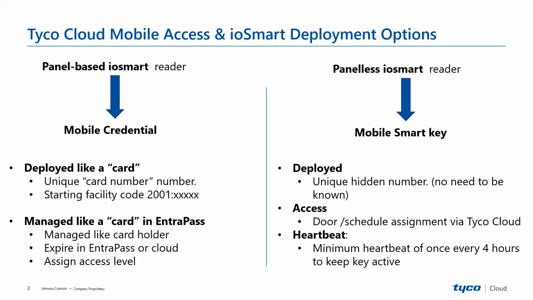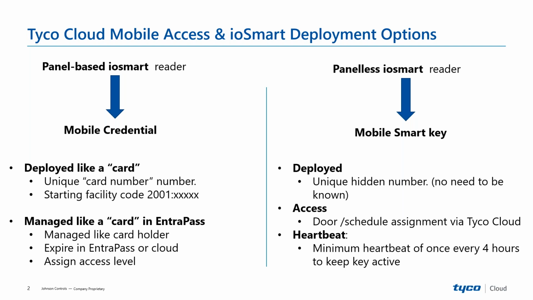So there are two types of readers that are available out there, as we talked about. There are panel-based ioSmart readers and panel-less ioSmart readers. Before we talk about everything else, I just want to make sure everybody remembers that it's only one type of reader physically out there. It's how we deploy it on the wall that makes a difference. So it's the same reader. As integrators, you only need to carry one physical reader for this.